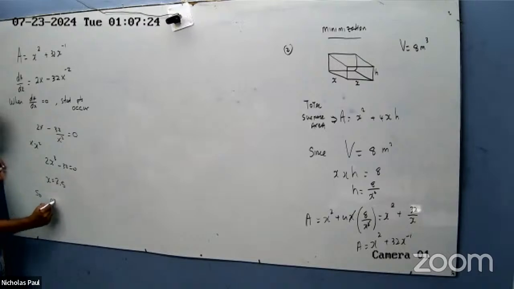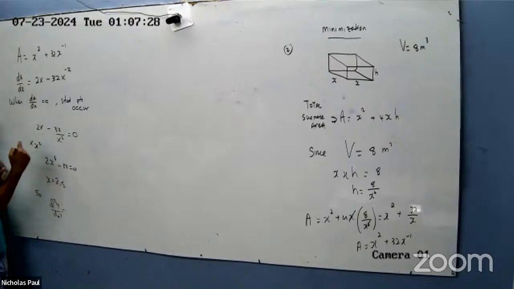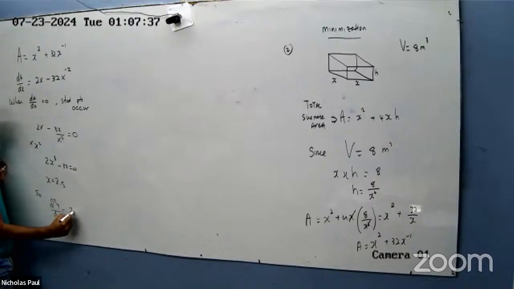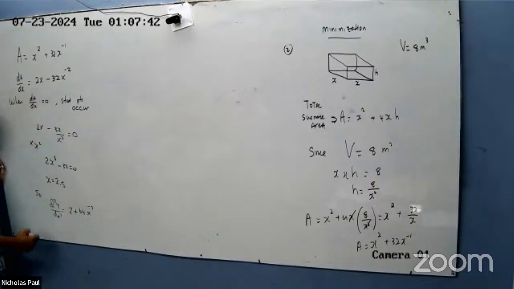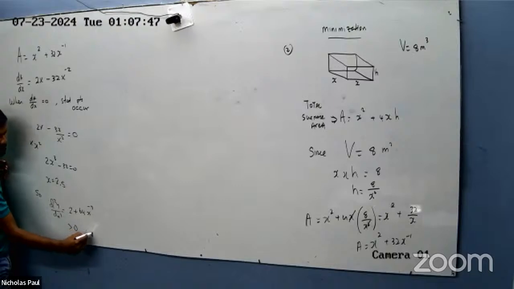So d2y dx squared, you have to show them as a minimum, right? Because sometimes they might get 2 points. Right? d2y dx squared is 2 plus 64 x to the minus 3. Plug in the value and you will get it more than 0. Therefore, it's a minimum.